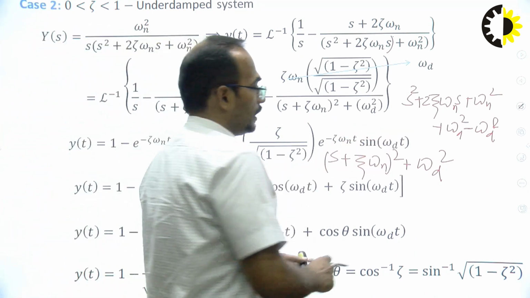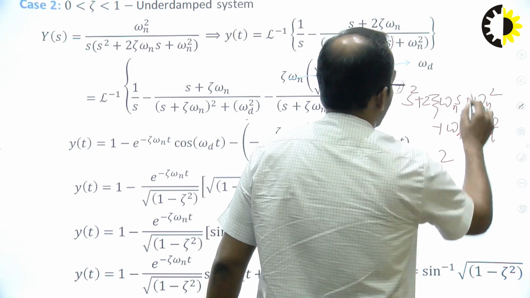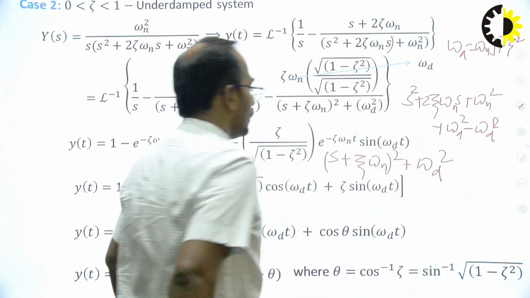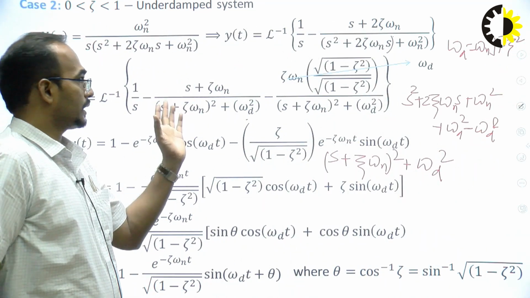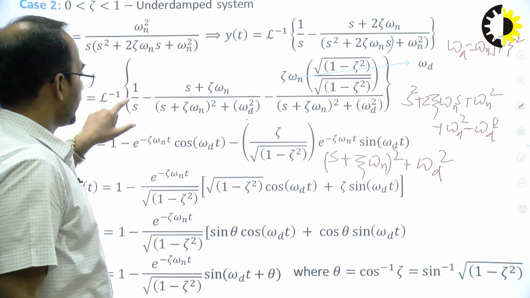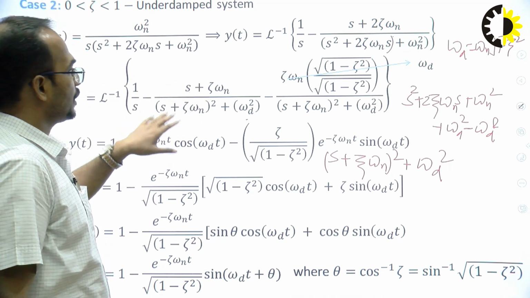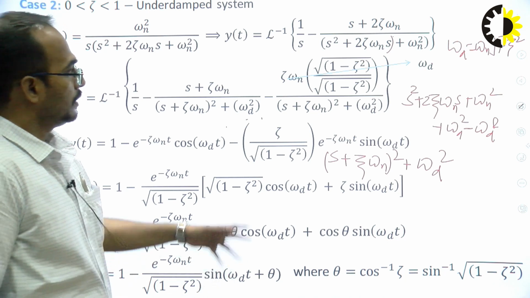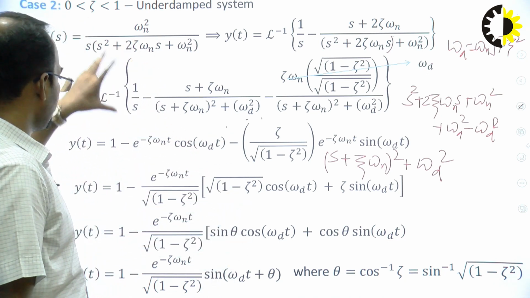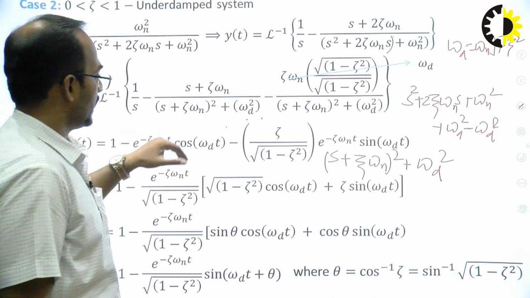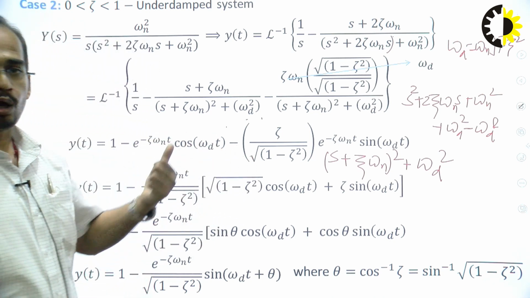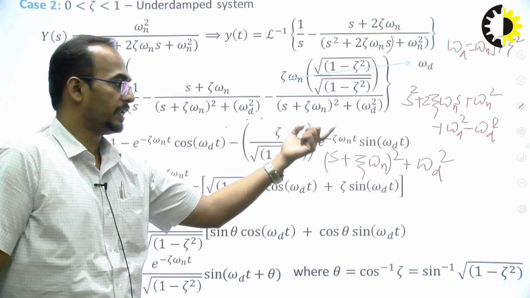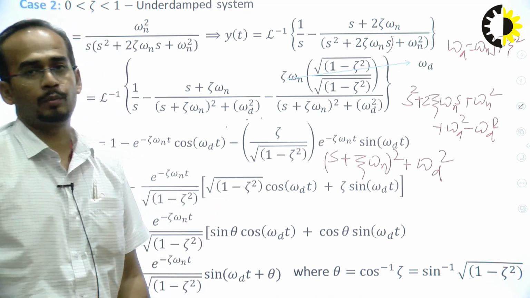I mean to say, I can write omega d is nothing but omega n under root 1 minus zeta square. So after making this whole square, we get 1 by s minus (s plus zeta omega n) upon (s plus zeta omega n) square plus omega d square. After taking the inverse Laplace, I will get y(t) equal to 1 minus e to the power minus zeta omega n t cos omega d t minus zeta upon under root 1 minus zeta square e to the power minus zeta omega n t sin omega d t.